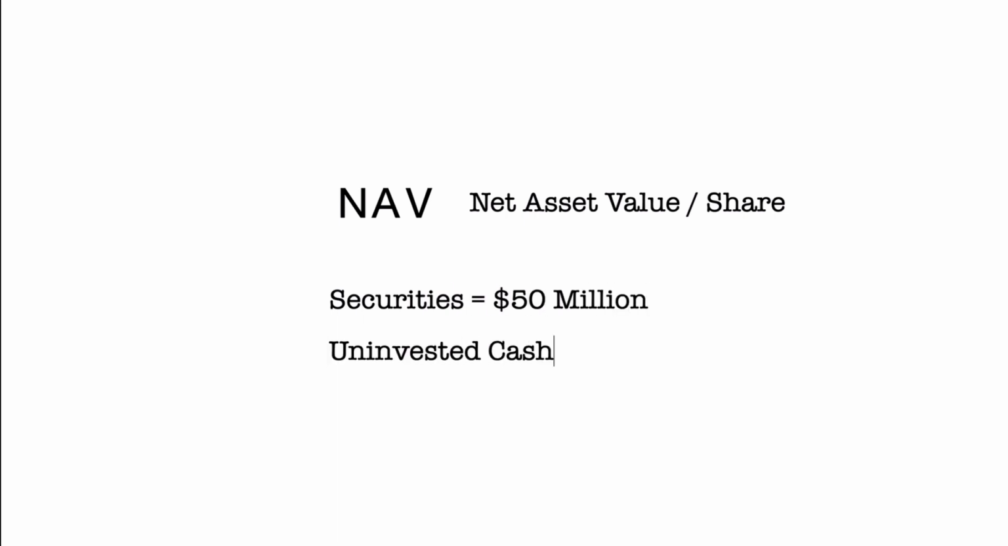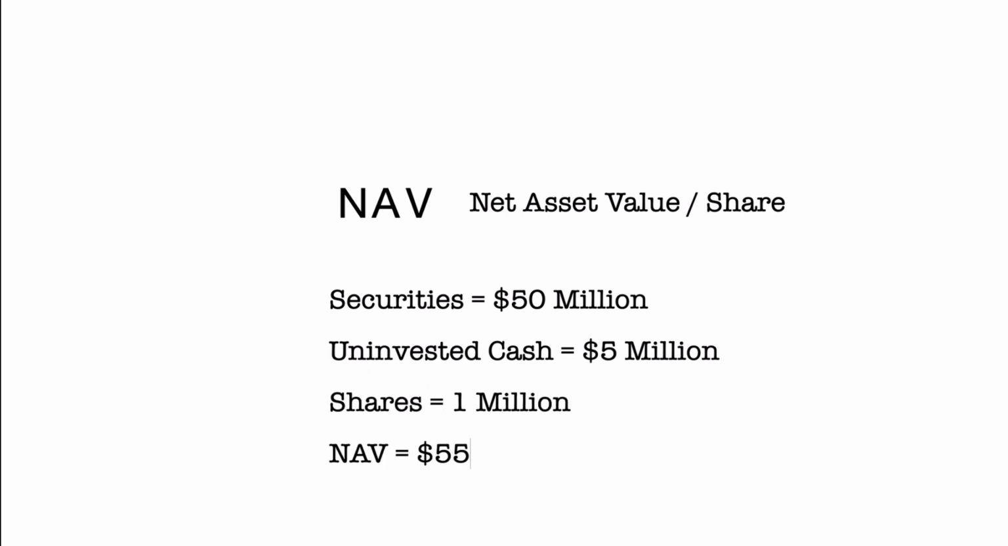So let's define what NAV is. NAV stands for net asset value, and it's typically represented as NAV per share. To calculate this number, you need to know the number of shares outstanding for a fund. Consider, for example, there are securities worth 50 million in a fund and uninvested cash of $5 million. The number of shares outstanding is 1 million. The net asset value of the fund is $55 million, and the NAV per share, which is what is quoted, is $55.